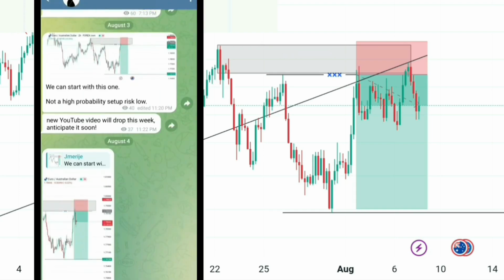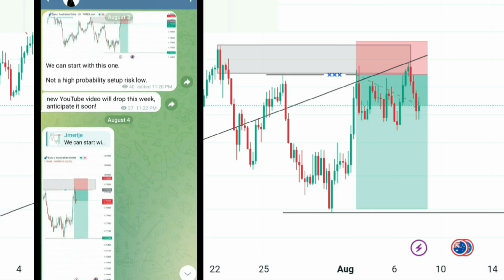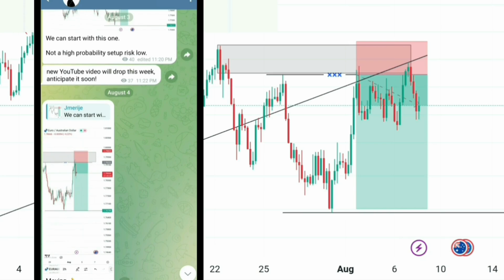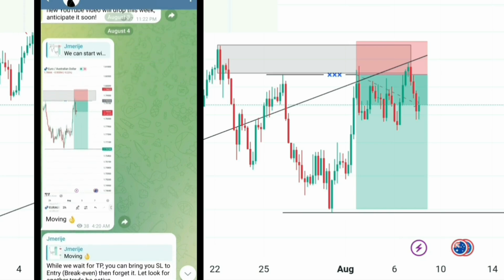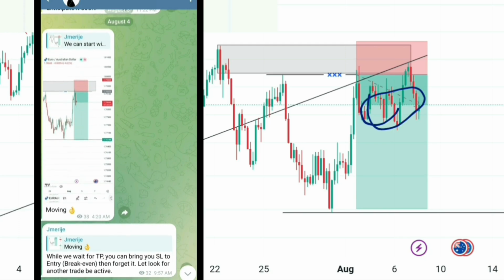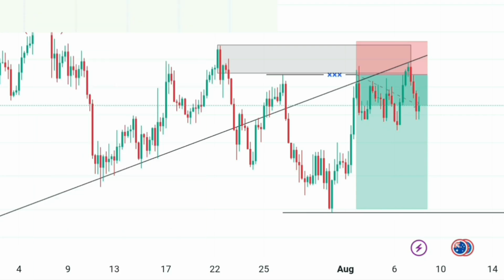So I shared this trade with our Telegram community members here, and now we are in profit. After that, I told them to move to break even, and this trade was consolidating here. After everything, it hit break even. I'm still hoping that the trade will fall from here and go to TP, even though we have closed the trade on break even, but this is a high probability setup for me.